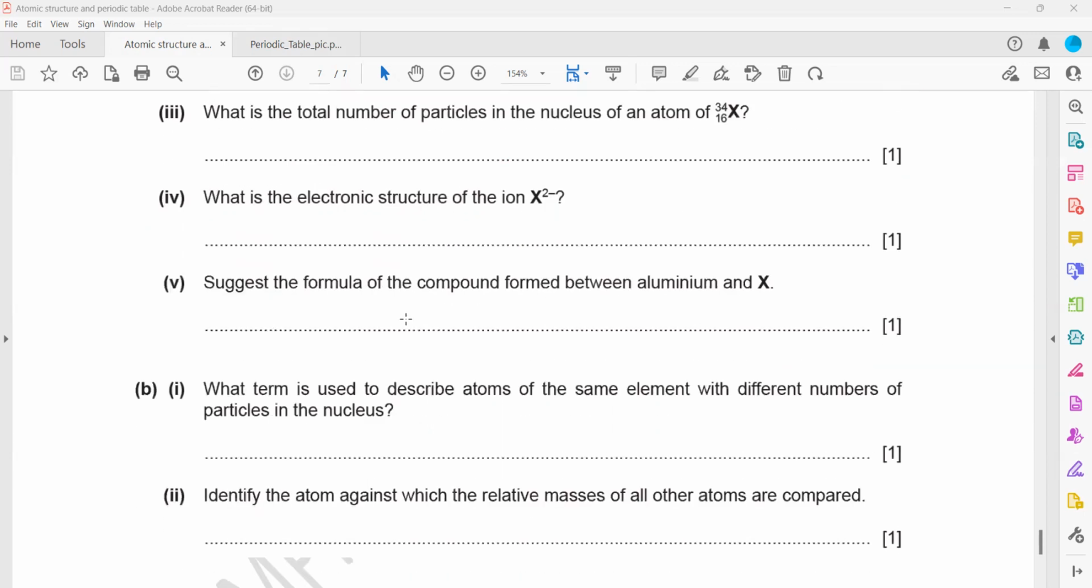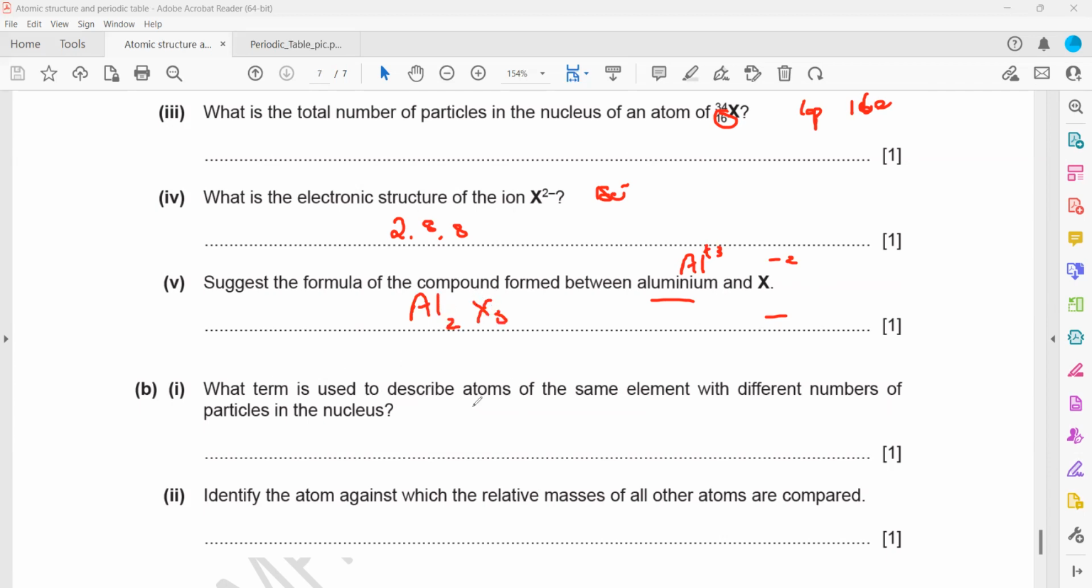Then what is the electronic structure of X with a charge of -2? Because there are 16 protons, 16 electrons would be there. But now it has a charge of -2, so 2 extra electrons, a total of 18 electrons, so it will be 2, 8, and 8. And what is the formula for aluminium and X? Aluminium valency is +3 and X is -2. So it will be Al2X3.